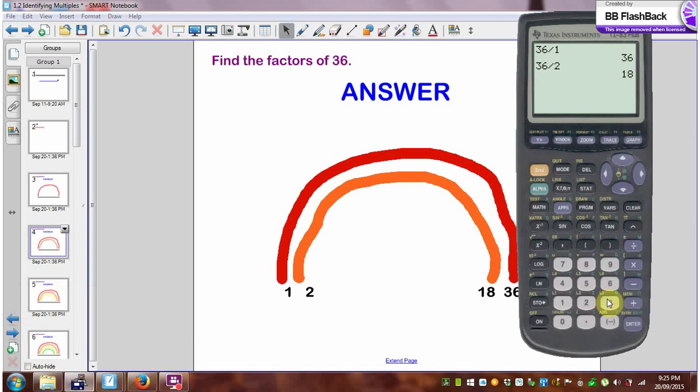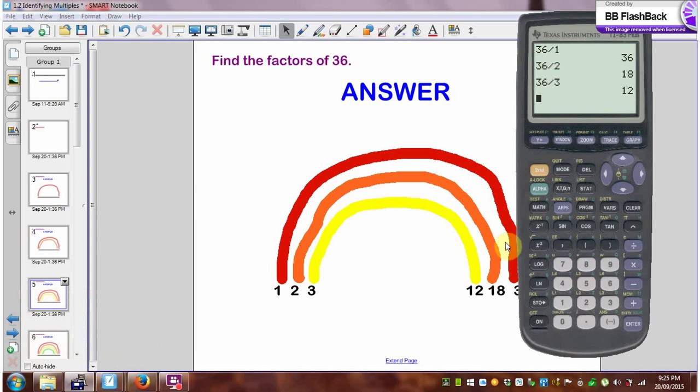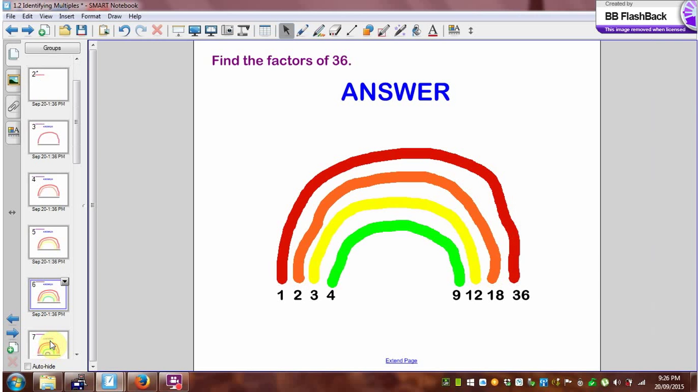Let's check 3. 36 divided by 3. And again, we get a nice whole number here on our calculator. So 3 and 12 are factors of 36. And we put that in on our rainbow. And before we move on, we check 4. 36 divided by 4 equals, again, a nice whole number. So far 36 has a lot of factors, so we have to add on factors 4 and 9. Okay, and there we go.